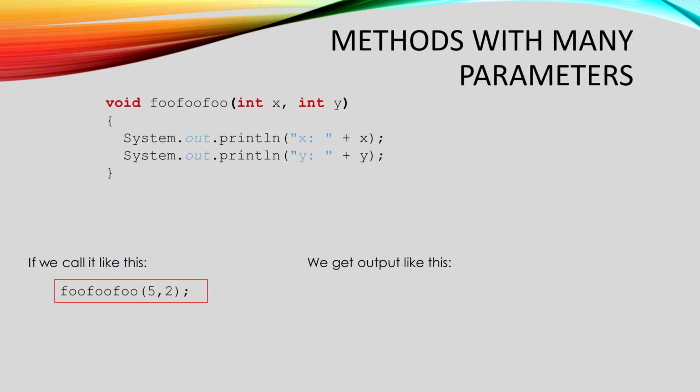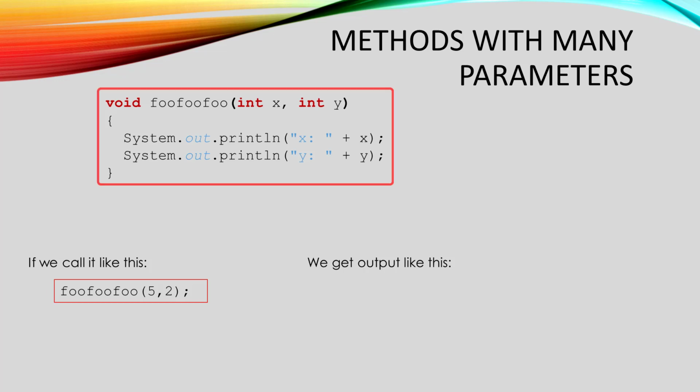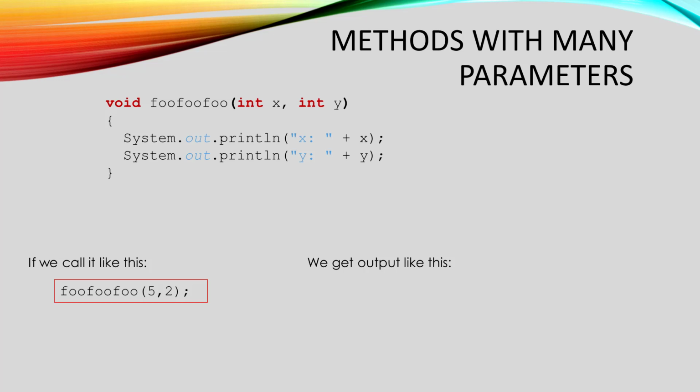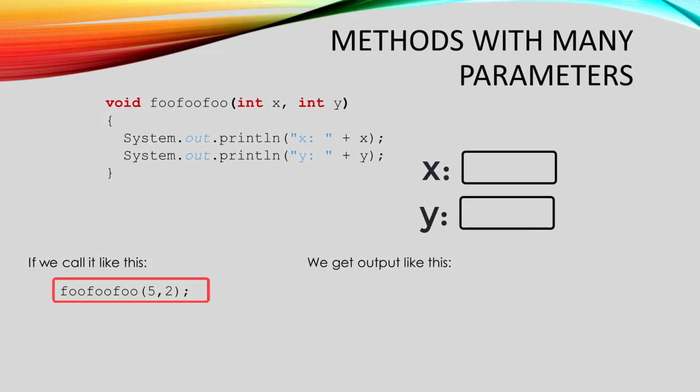If you want to pass multiple pieces of information into a method, you can declare multiple parameters by separating their declarations with commas. Here, I have declared a method that takes two integer parameters, x and y, and then prints out their values. When you call a method with multiple parameters, you comma separate the arguments, and they are passed into the parameters in the order you list them. So this call on foo will put the 5 into the x and the 2 into the y, so the output generated will look like this.